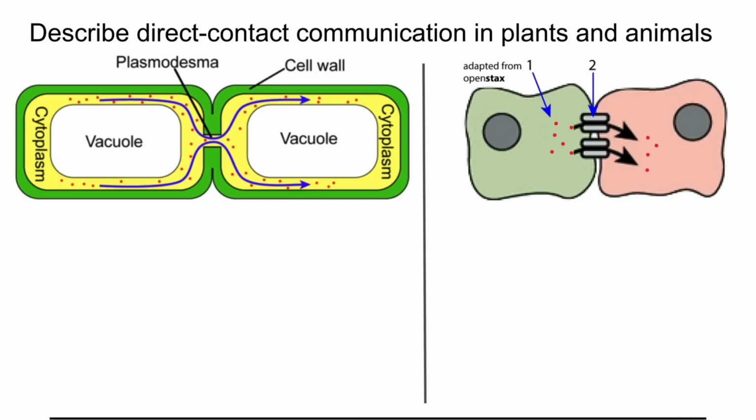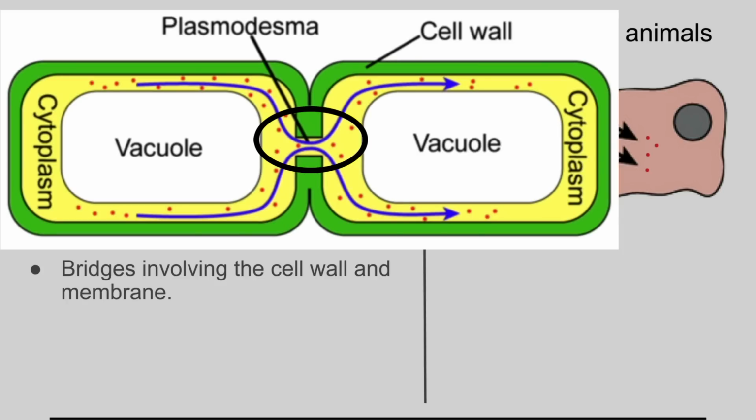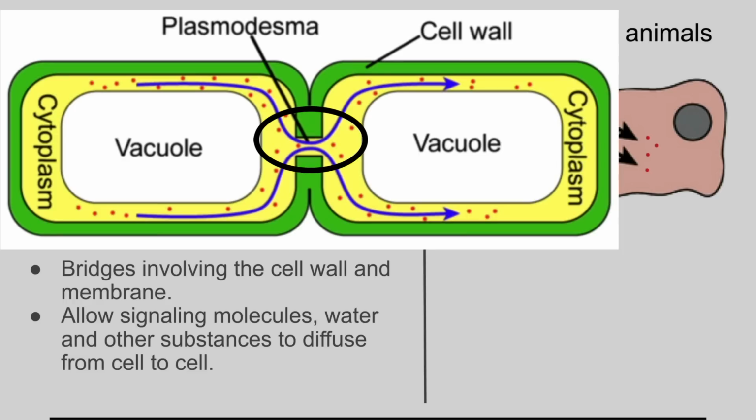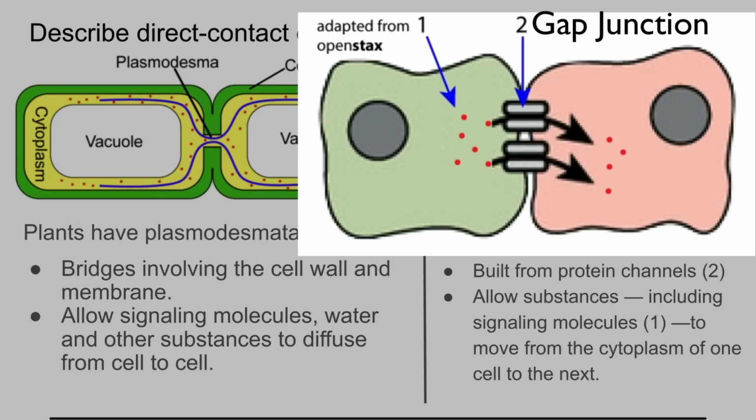Describe direct contact communication in plant and animal cells. Plant cells can be connected by plasmodesmata. These are bridges involving the cell wall and the membrane. These bridges allow signaling molecules, water, and other substances to diffuse from cell to cell. Animal cells have gap junctions. These are built of protein channels that connect adjacent cells. They allow a variety of substances, including signaling molecules, to move from the cytoplasm of one cell to the next.